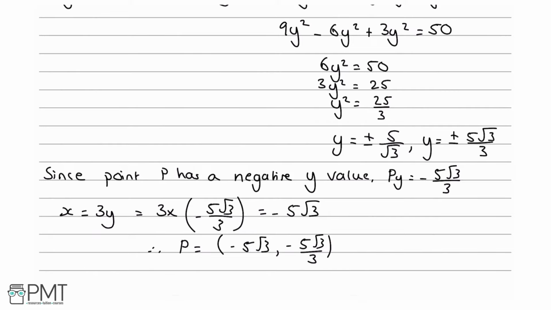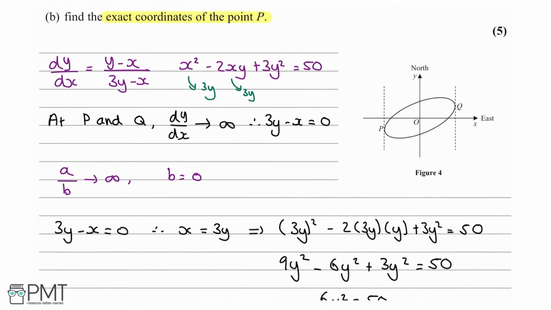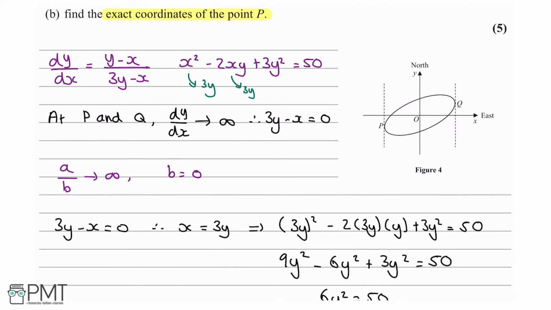So this question is worth 5 marks. Your first mark comes from understanding that at P and Q, dy by dx approaches infinity, and therefore 3y minus x equals 0.